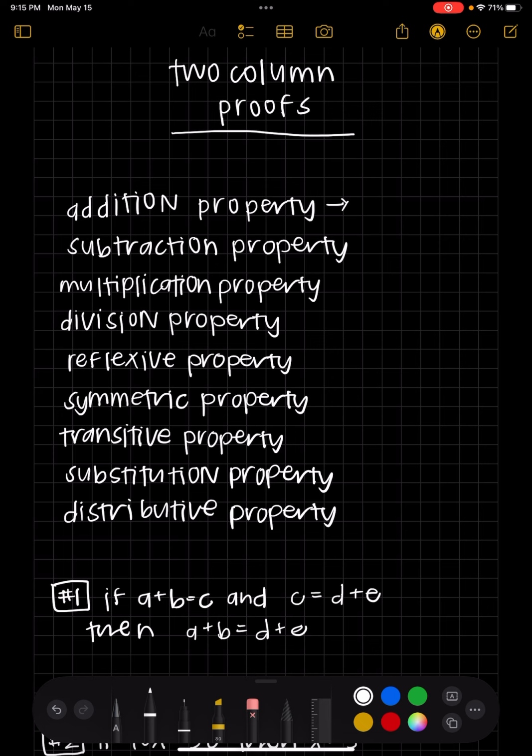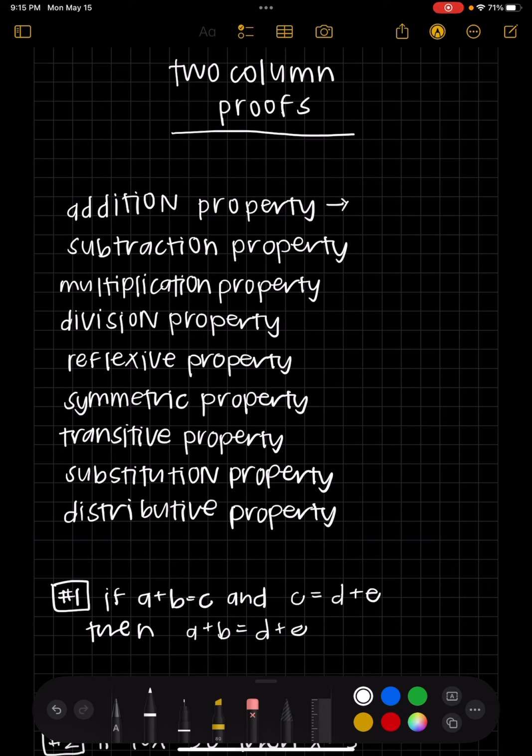It says if 1 is equal to 2 and 2 is equal to 3, then 1 is equal to 3. Like we can bypass the second step. And then the last property that we're going to talk about is the distributive property, which says that if I have A times B plus C, then that's equal to A times B plus A times C.